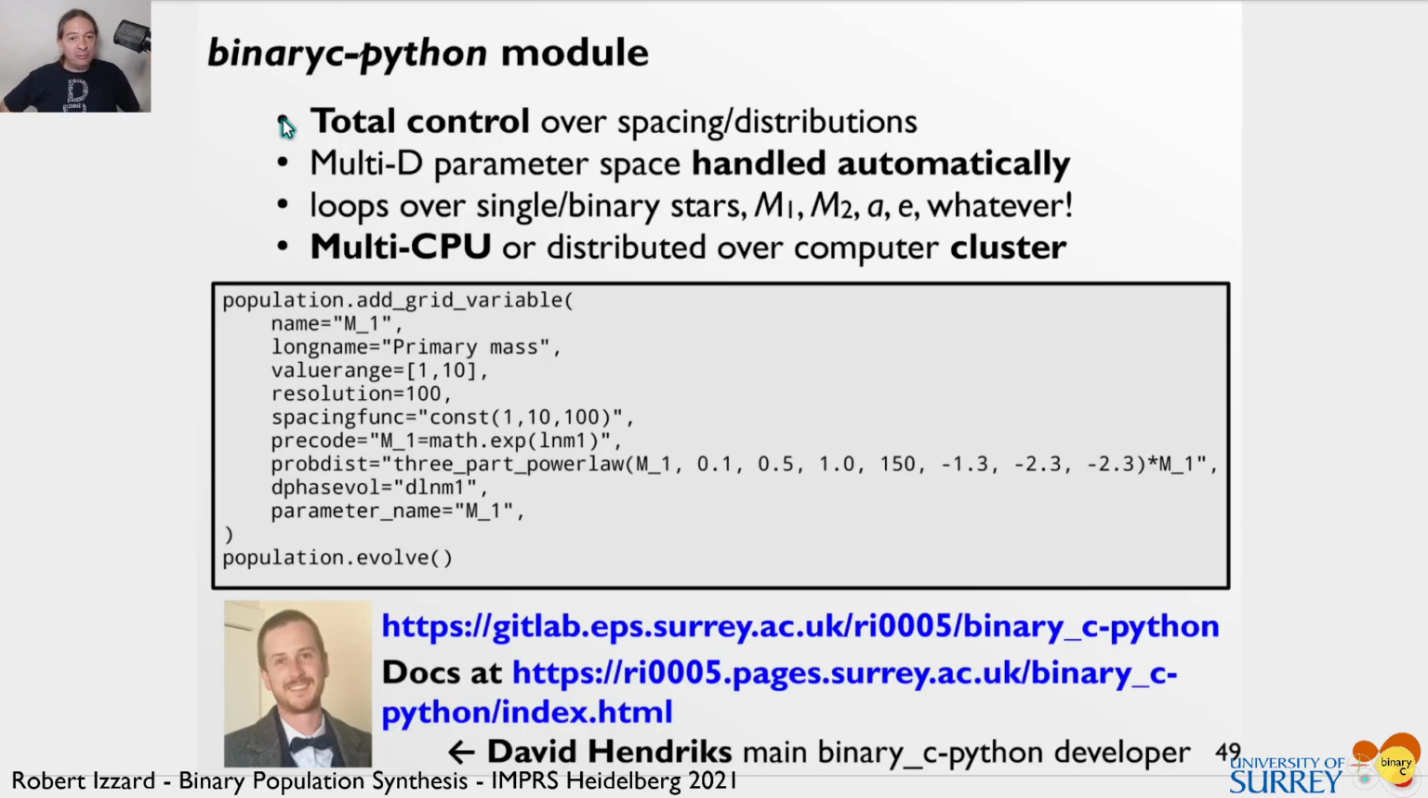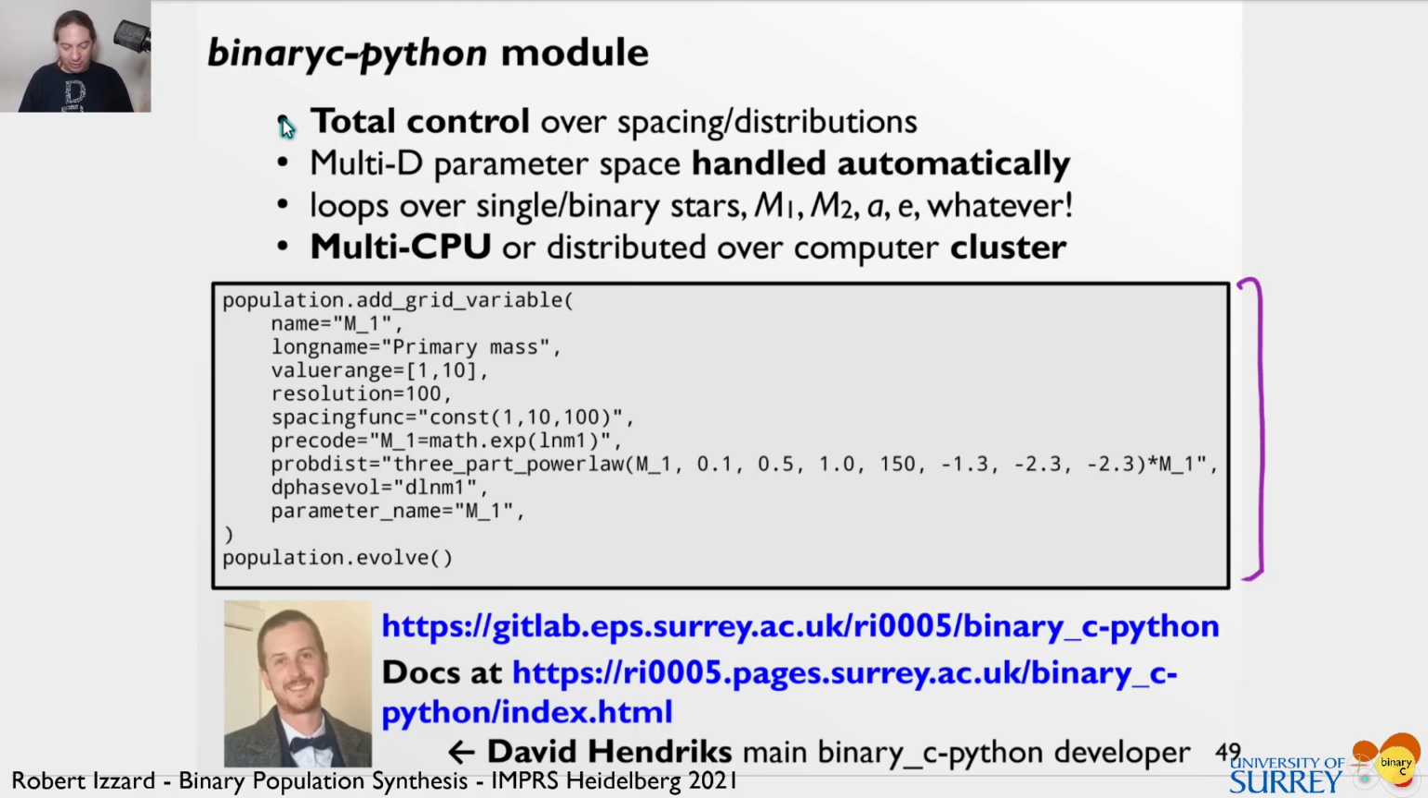The binary C Python module, I highly recommend you have a look at. This is very, very easy to do. If you're a Python fan, you know exactly how this works. You just load in the module and you hit go. Essentially, you put in a few computational things and you hit go. You can run single stars. You can run grids of stars. It's fantastic. It's really, really cool.